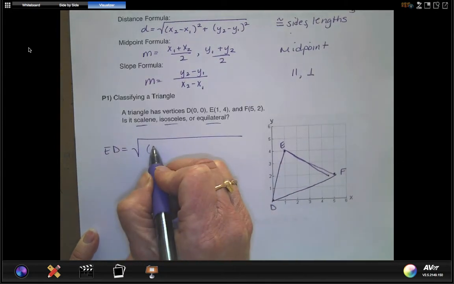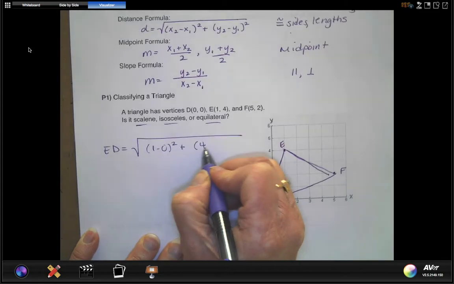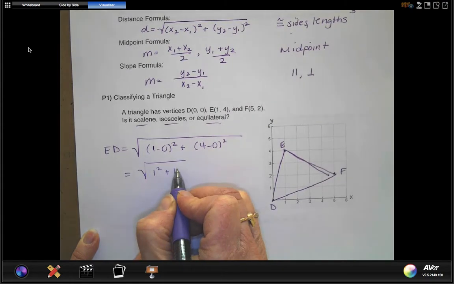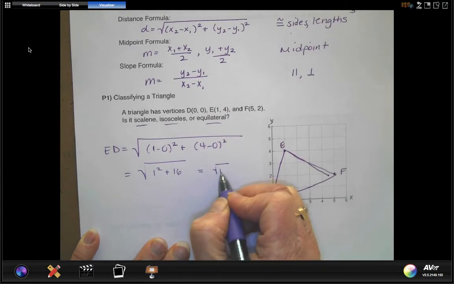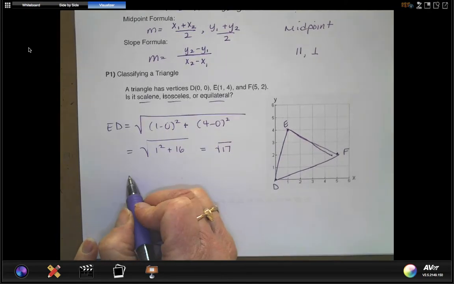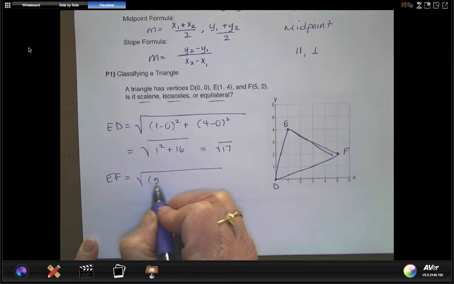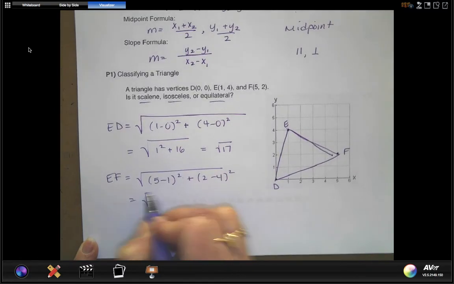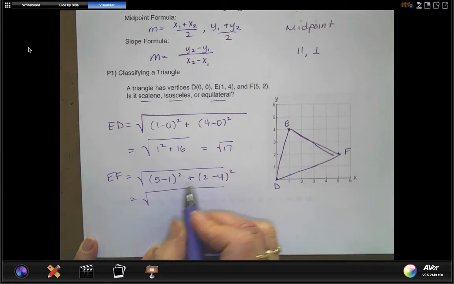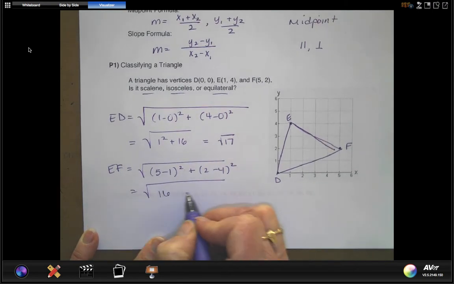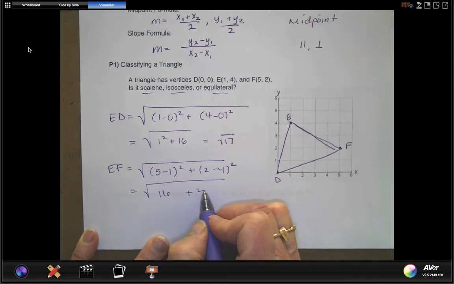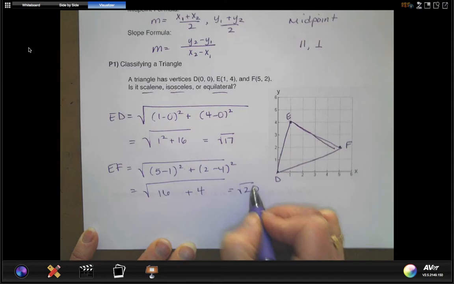So ED, so 1 squared plus 16, that ends up just being the square root of 17. EF, so I'd have 5 minus 1 squared plus 2 minus 4 squared. 5 minus 1 squared is 4, so 4 squared is 16. 2 minus 4 is negative 2, but then I need to square it, so negative 2 squared is positive 4, so then I end up with the square root of 20 here.